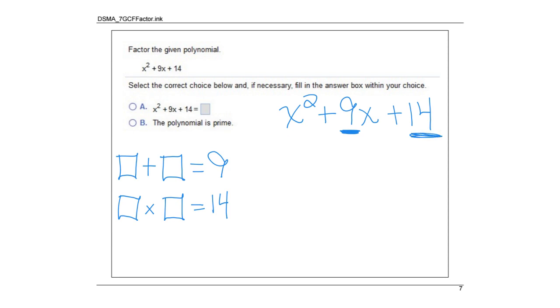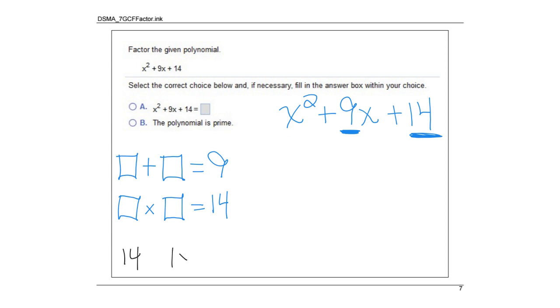So we want two numbers that when we add them together, we get 9, and when we multiply them together, we get 14. So one way to look at this is to see all the different ways that we could get 14. So let's come down here.